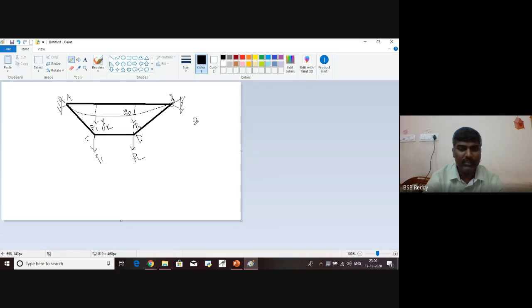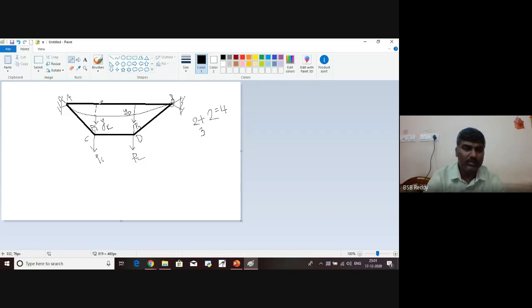So two external reactions at one end, another two external reactions at the other end. Okay, done. Then there are three cable portions AC, CD, BD. The three cable portions, so three tension values, one in each portion. Portion AC, one tension value, portion CD, one tension value, portion BD, another tension value. So this is four external and three internal.